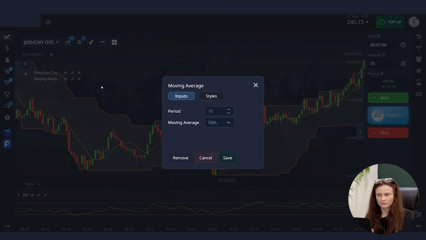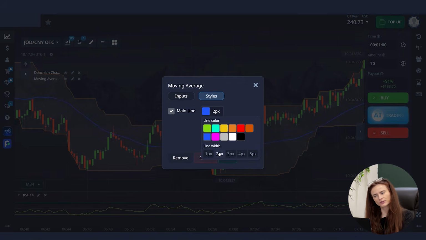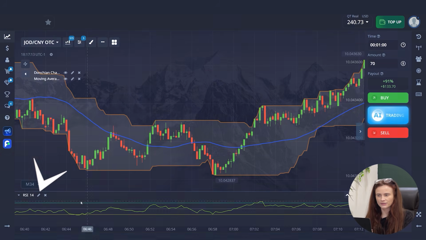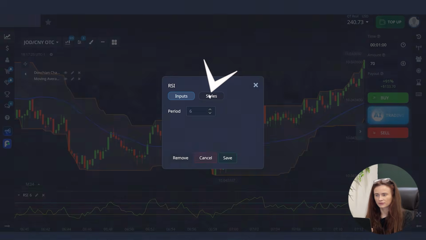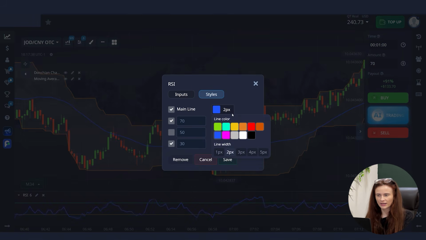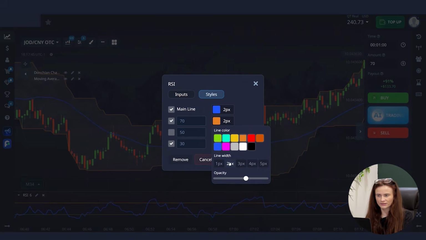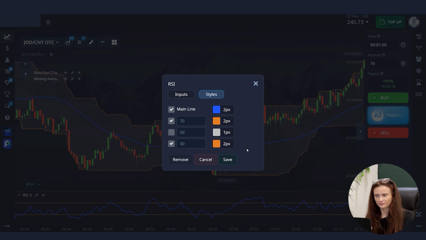And now we will set the moving average. Indicator period is 40. The type will be SMA. The color of this indicator line will be blue and I'll also increase the thickness. The RSI indicator period must be reduced to 6, so the indicator will better respond to price changes. And also turn off level 50, it's not needed on this chart today. The baseline will be blue, levels 70 and 30 will be orange. And for all lines, I will increase the thickness.